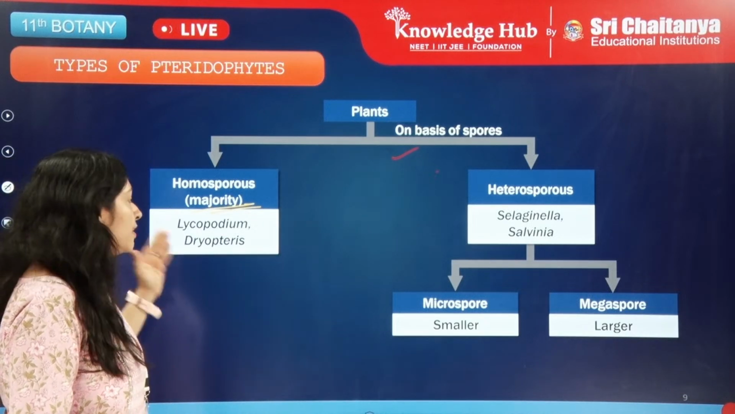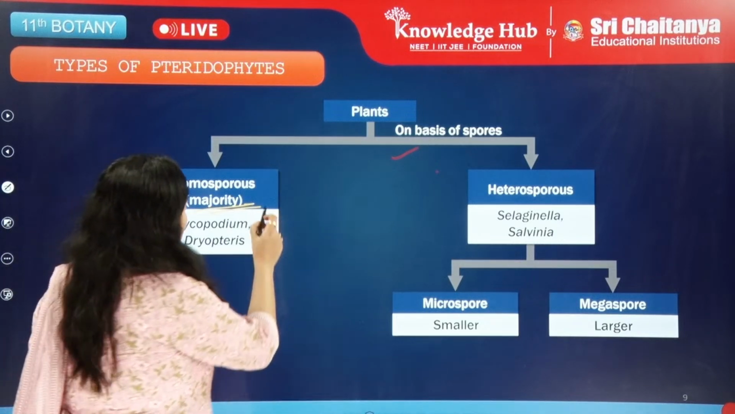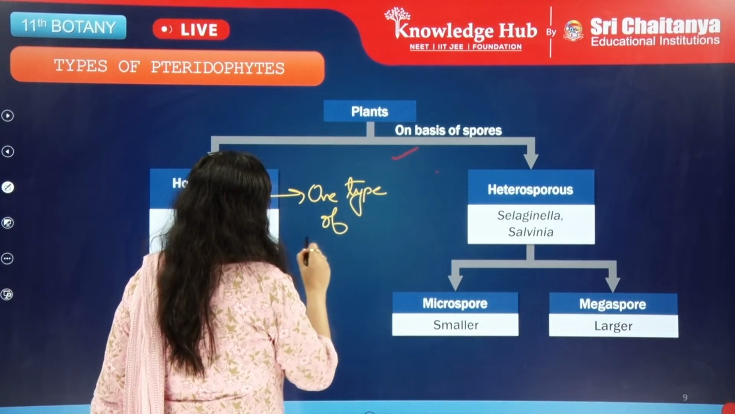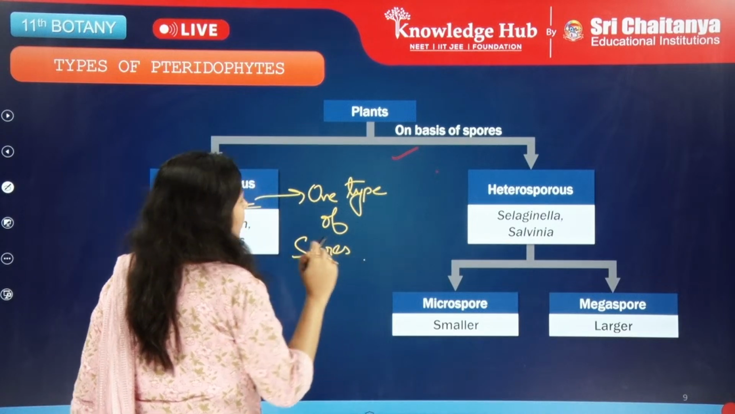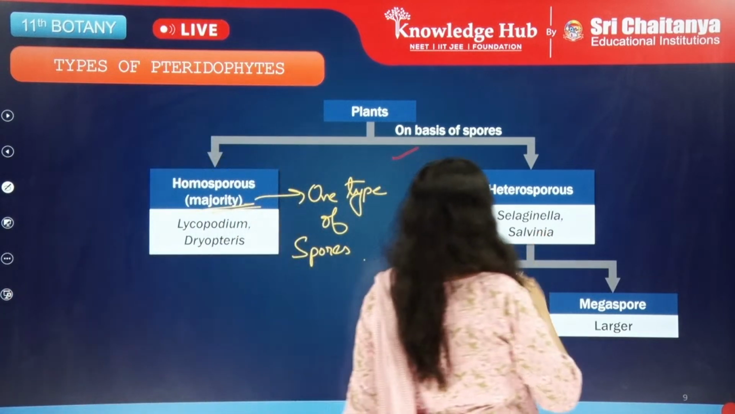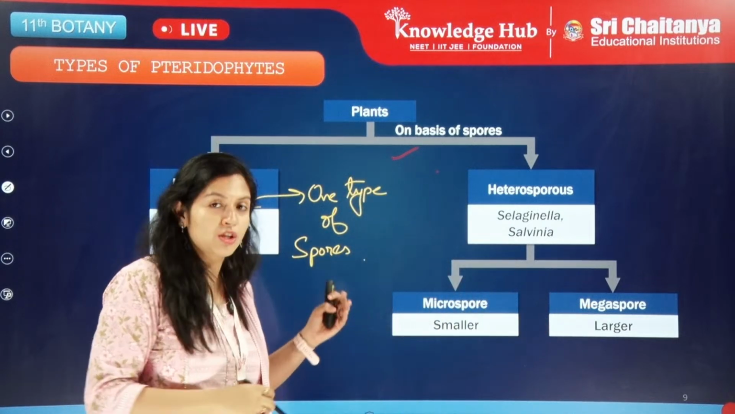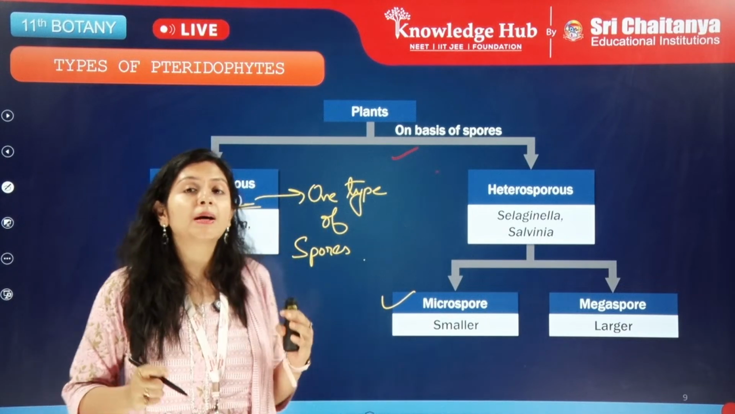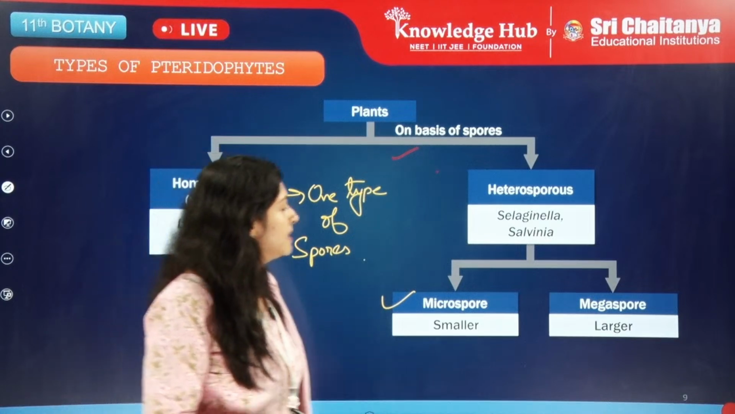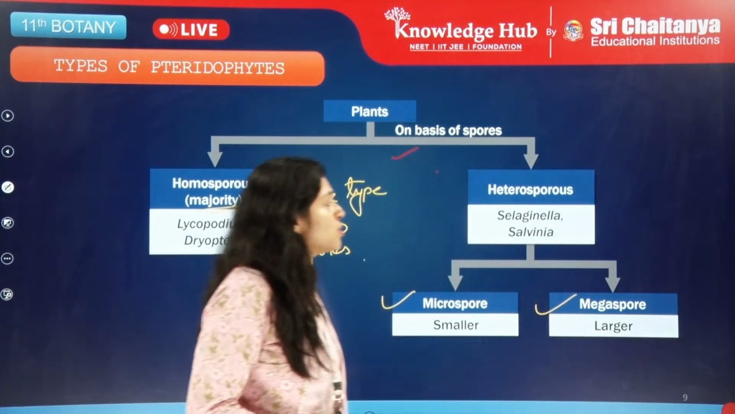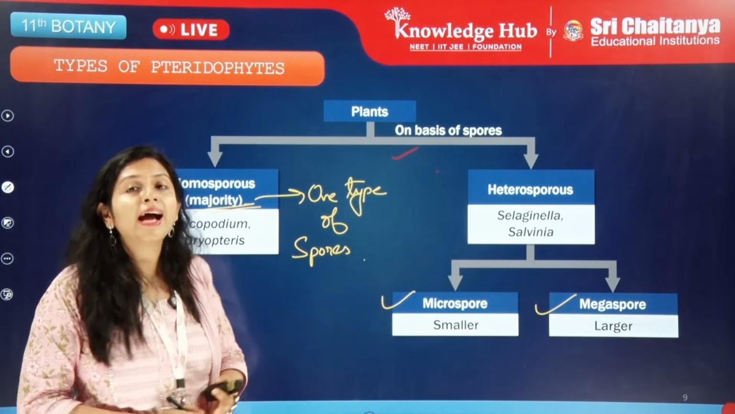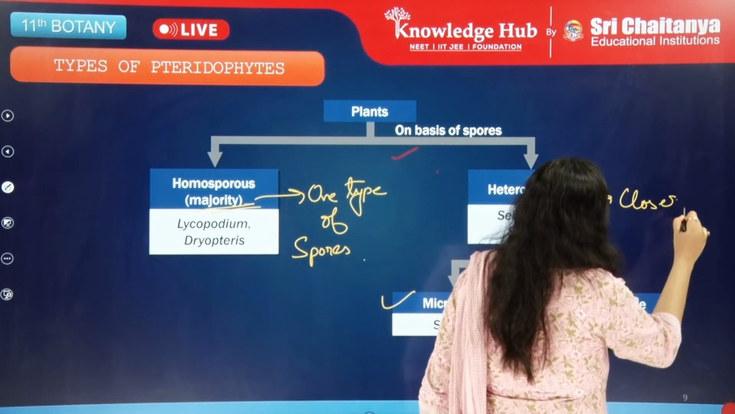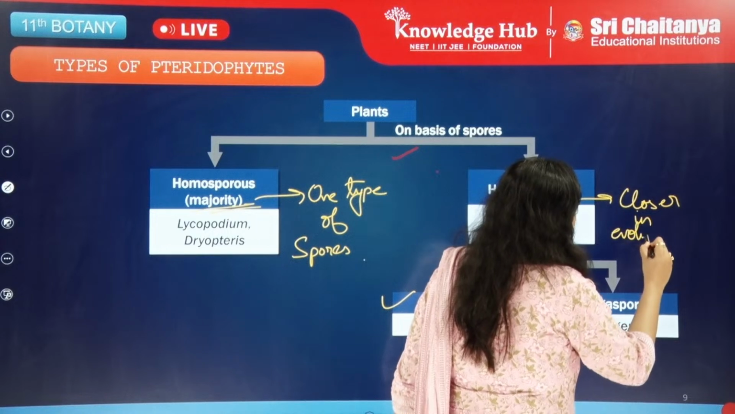So Lycopodium or Dryopteris have only one type of spores, and heterosporous plants have different types of spores. They have one spore which is small, called a microspore, and another type of spore which is comparatively larger, called a megaspore. Further, there are different types of heterosporous plants, and they are closer in evolution to the higher plants.